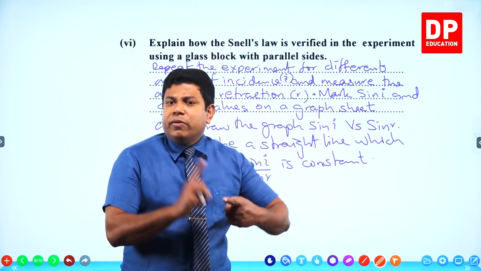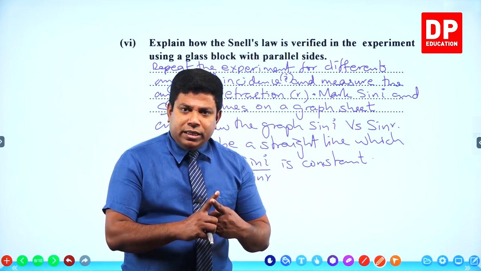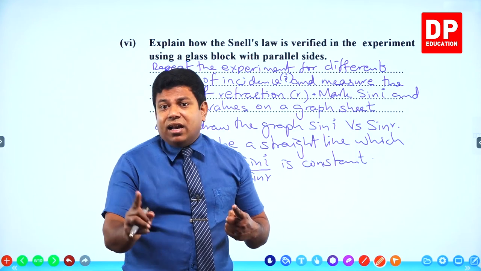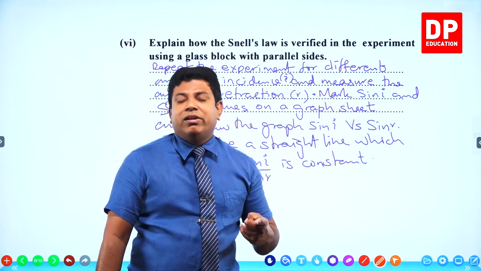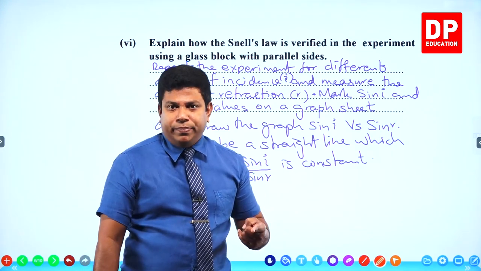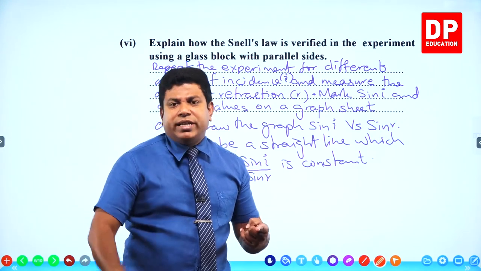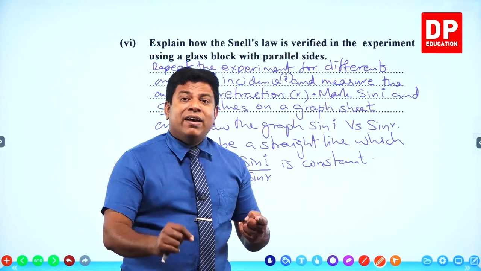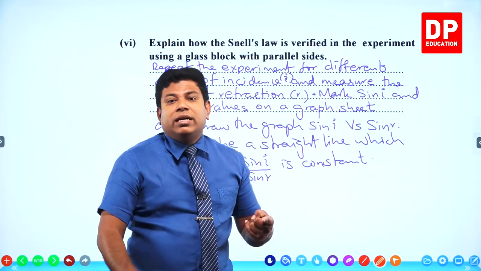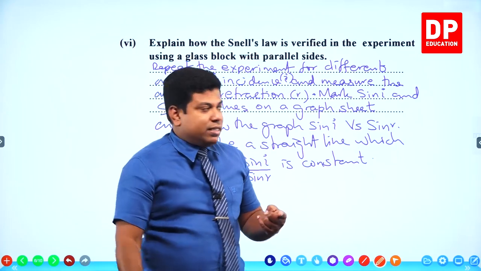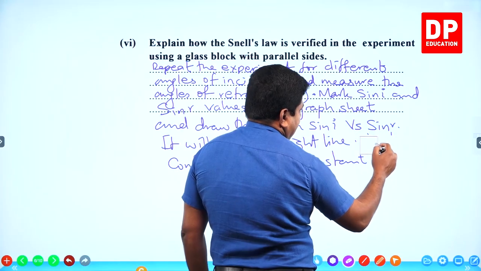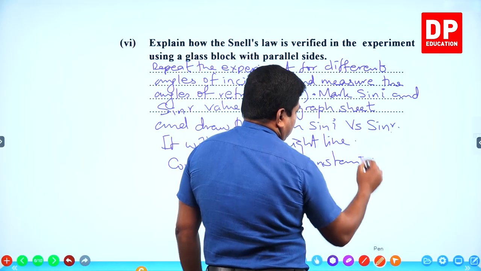Right? So you have to see, we mark all those points on a graph sheet. Make sure you say sin I, sin R. Sometimes you write it as I and R, completely wrong. I and R will not have a straight line relationship. Only sin I and sin R will have a straight line relationship. So make sure you mention, we find the sin I, sin R values, mark them on a graph sheet, draw the graph, and that graph will be a straight line. I need to say straight line going through the origin.